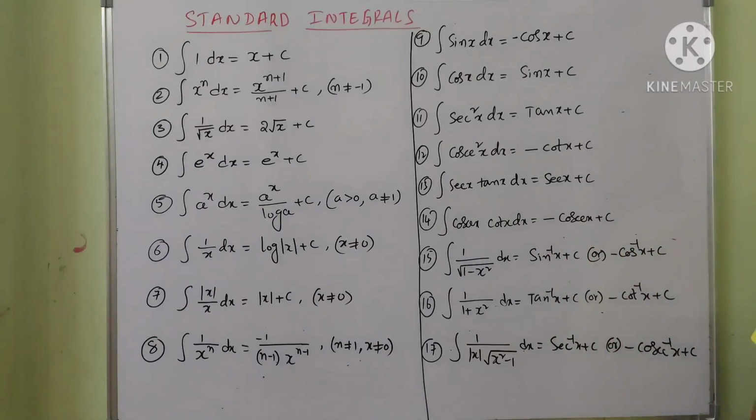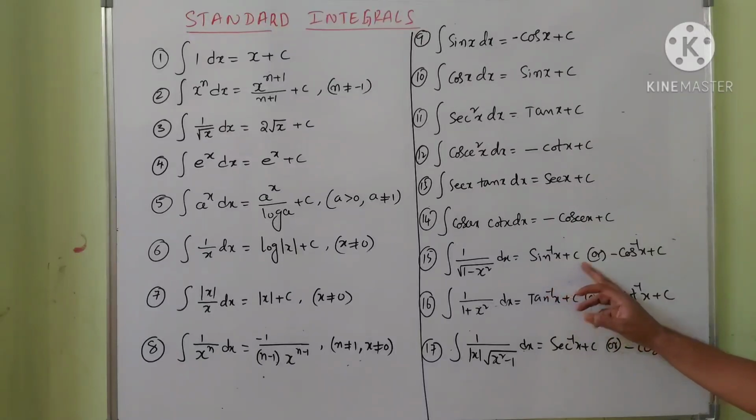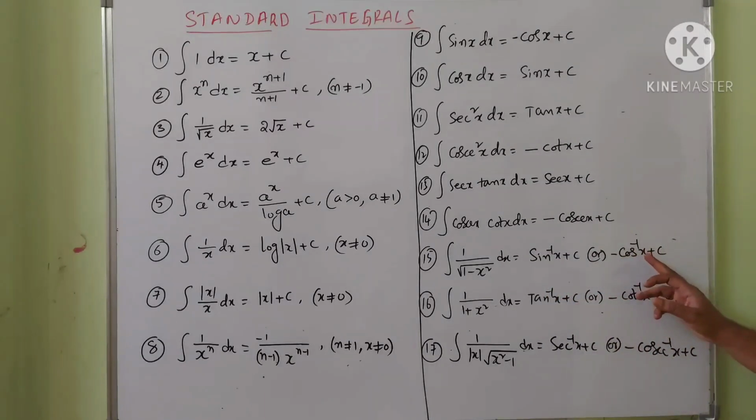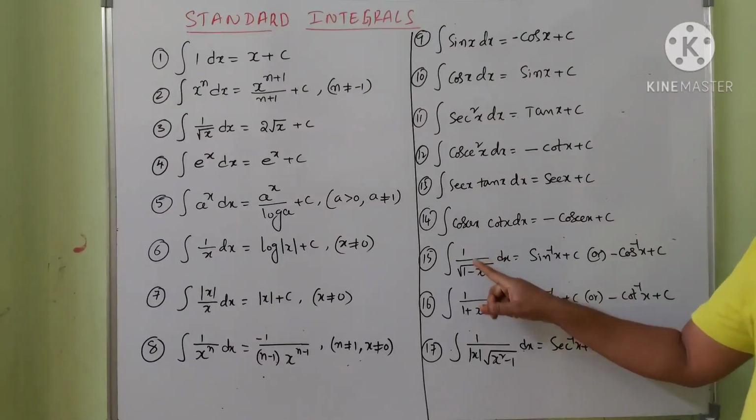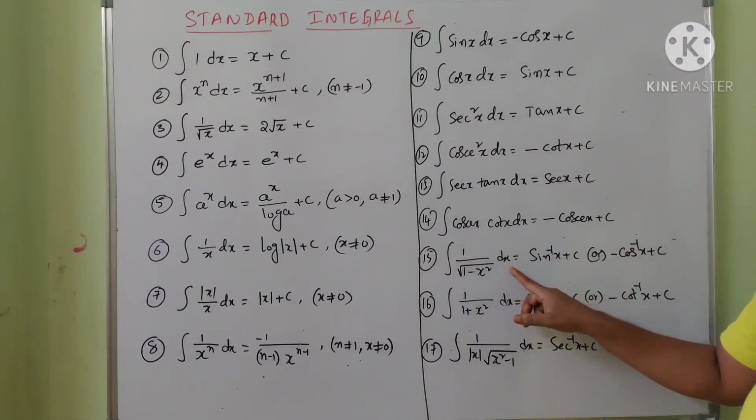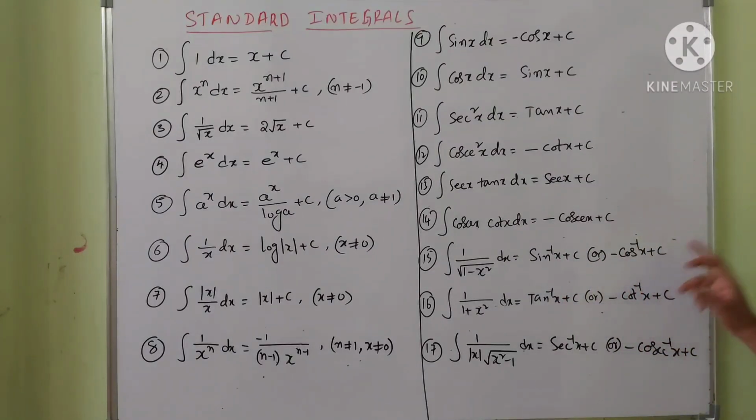Now inverse trigonometric functions. You know, derivative of sin inverse x is 1 by root 1 minus x square. In reverse manner, integral of 1 by root 1 minus x square dx is sin inverse x plus c, or minus cos inverse x plus c. Why? Because if you differentiate, you will get this. Cos inverse x derivative is minus 1 by root 1 minus x square. Minus minus cancel, you will get this result. So integral of 1 by root 1 minus x square dx can be expressed in two ways: sin inverse x plus c or minus cos inverse x plus c.